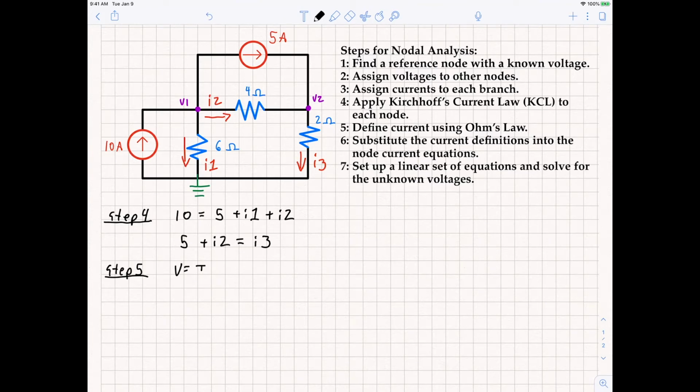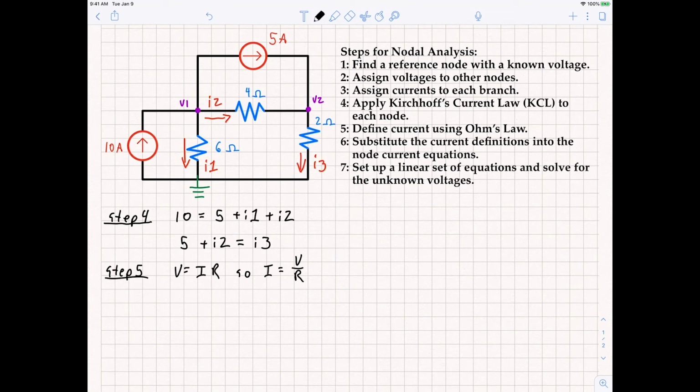Next step, step 5, define current using Ohm's law. We're going to find an expression for each of the currents in terms of the voltage difference across each of the branches and the resistance in each branch. So let's label this step 5. I1 can be defined as the voltage drop from V1 to 0. That would be V1 minus 0 divided by the resistance on that branch, which would be 6 ohms. Here I2 can be defined as the voltage drop here, which is V1 minus V2 divided by the resistance of that branch, which is 4 ohms. I3 can be defined as the voltage drop here, which is V2 minus 0 divided by 2 ohms, which is the resistance of that branch.